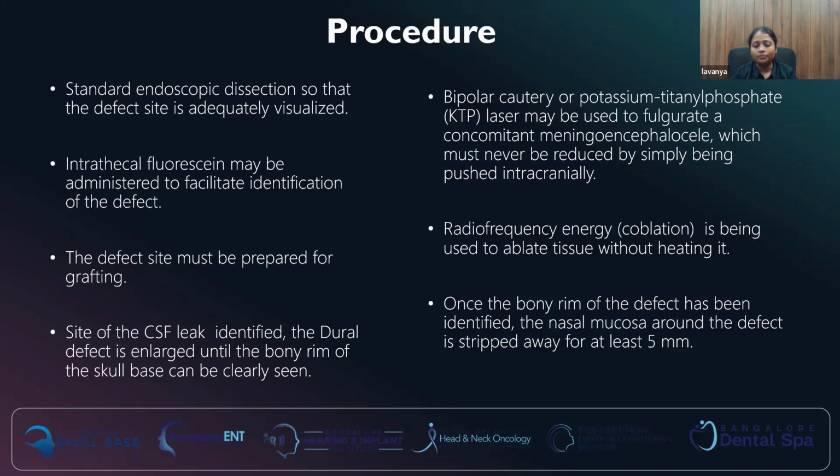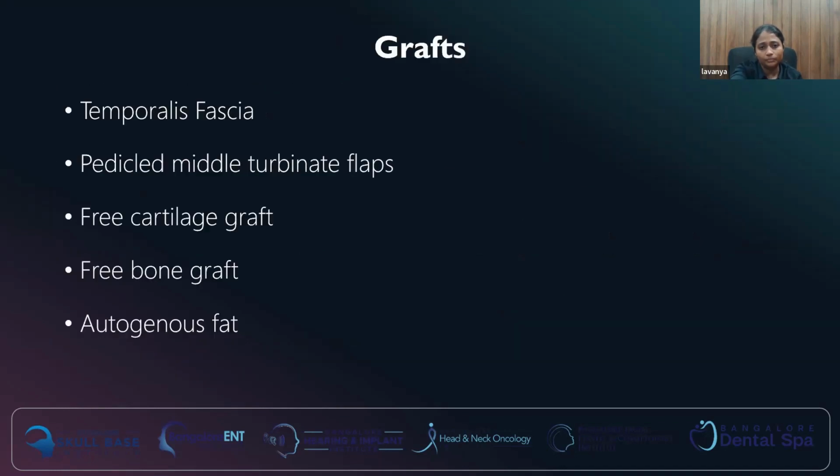the defect. Okay? Once the bony rim of the defect has been identified, the nasal mucosa around the defect is stripped away for at least 5 mm, so that the graft we put can adhere to the bony area of the defect. The grafts commonly used are temporalis fascia, pedicled middle turbinate flaps, free cartilage graft, free bone graft, and autogenous fat. Okay, free cartilage graft and free bone graft are generally from the nasal cartilage and the nasal turbinate bones.